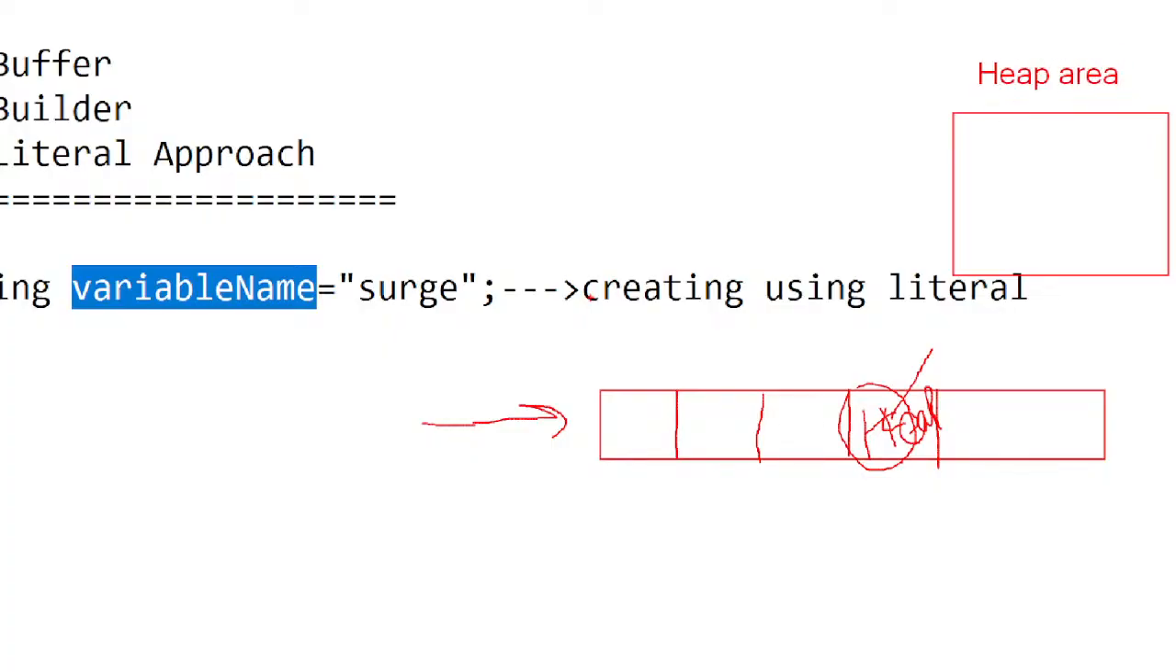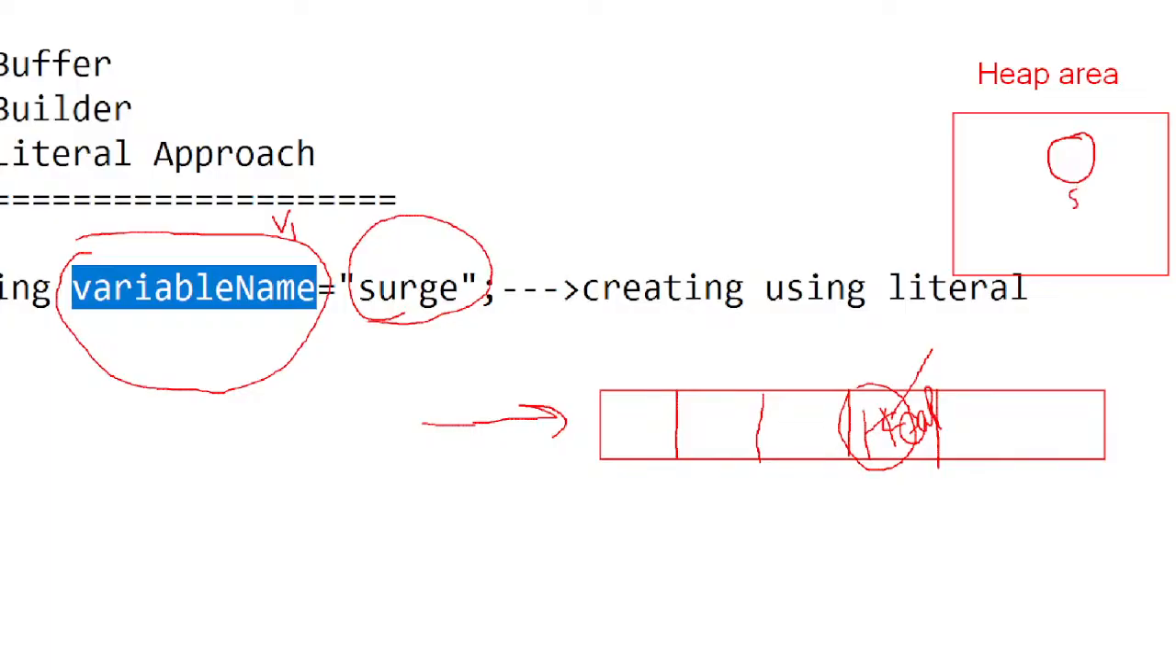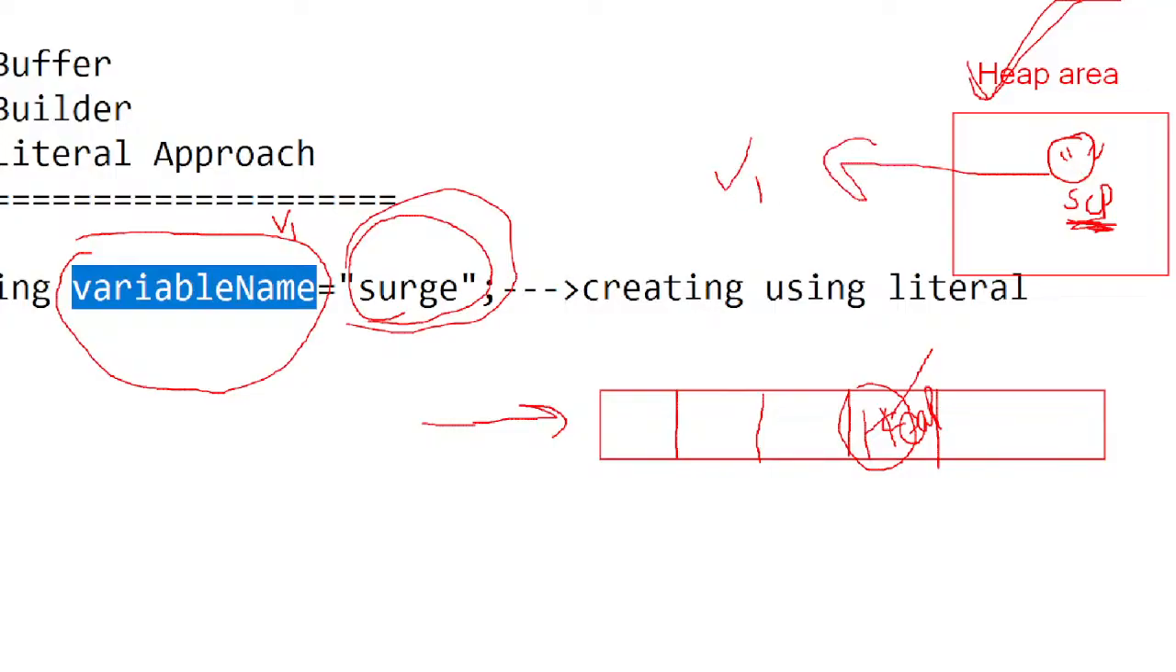Okay. So when I store this one, I am mentioning the variable name as v1. This is the string, right? This will be stored in the SCP, the string constant pool area. This is also a special memory in the JVM. It is available in the heap area, and whatever string I stored will be stored here, and the reference variable name is v1. This is what actually happens internally. Is this clear or not?